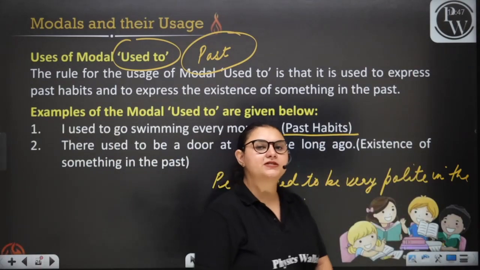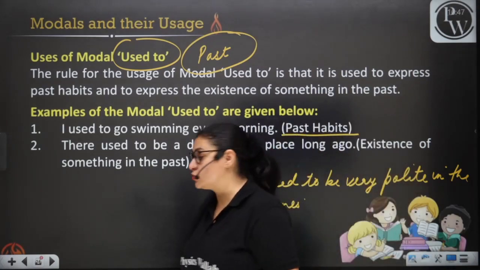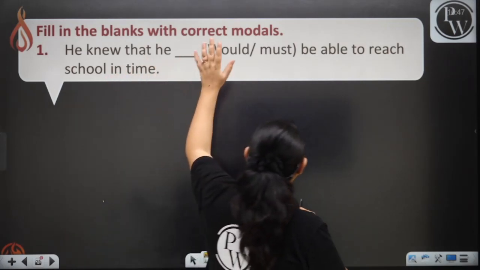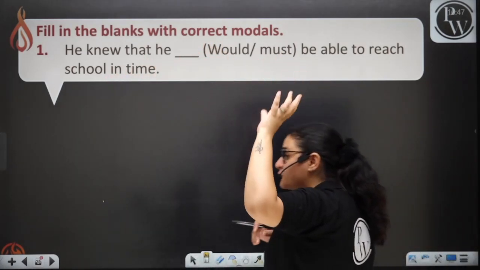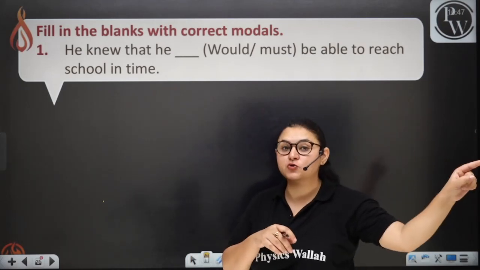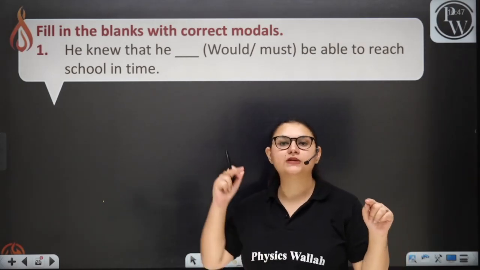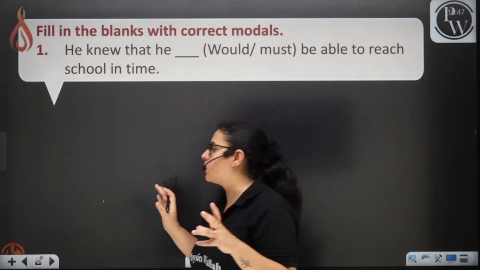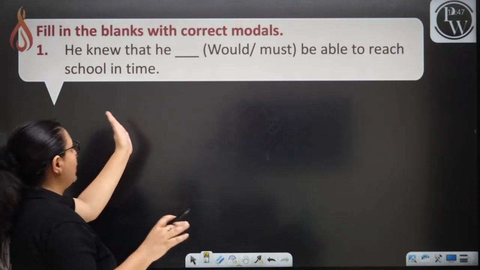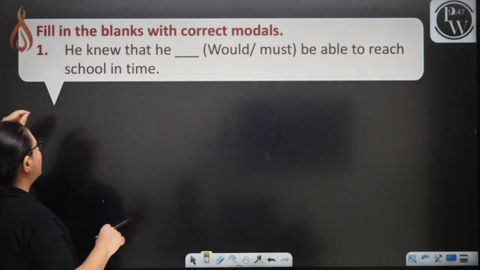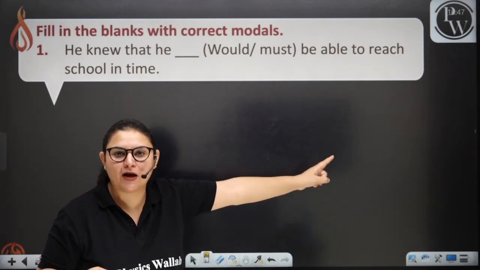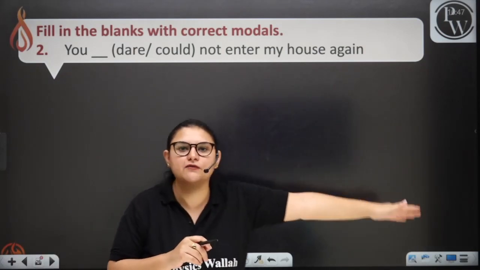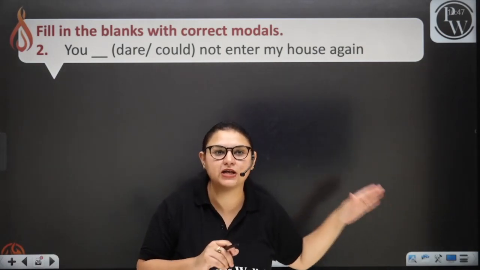Okay, now comes the time for exercises. Now we are going to solve a few exercises. I have given you a few fill in the blanks and you have two options and you have to choose one of the correct options, but today I am not going to solve the exercise. You are going to solve the exercises. In the comment section below, you have to write the answers of all these questions. Okay, he knew that he would or must be able to reach school in time. Now, which option is correct? That you have to see. Now I am going to move to every slide. You can pause the video and you can give the answer of each and every question.